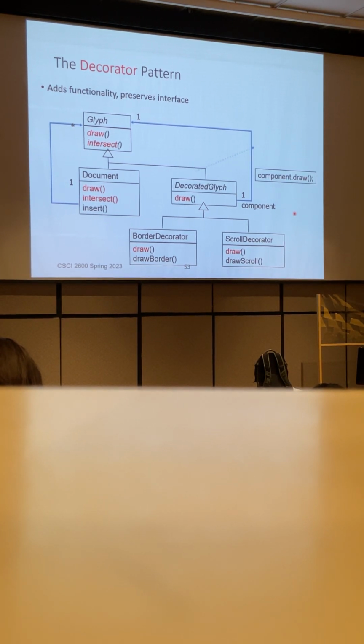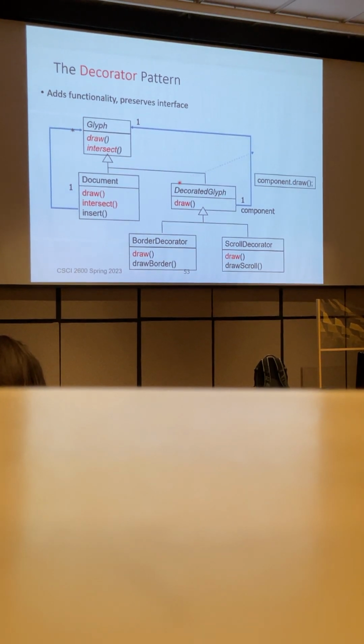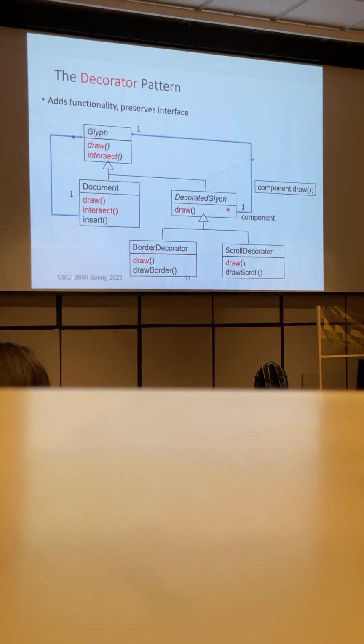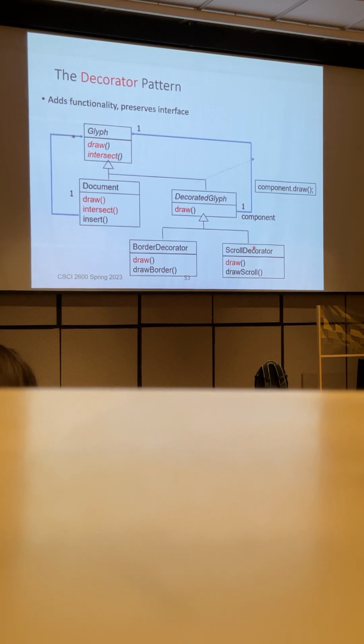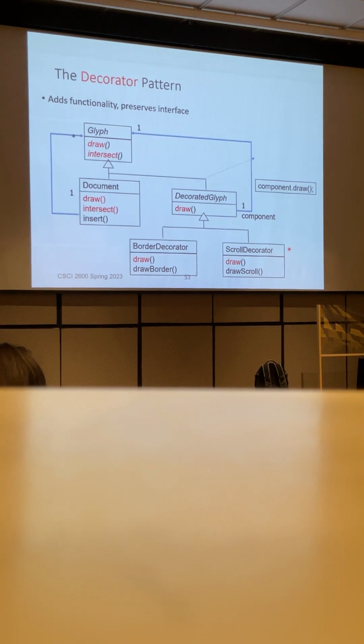classes, preserves the interface, but adds some decoration. Like we have a document that consists of multiple glyphs, and then on top of that we have a decorated glyph. So the document now can use a decorated glyph, which can have multiple decorators, like a border decorator or a scroll decorator. All right, so again, we can grow the number of decorators.